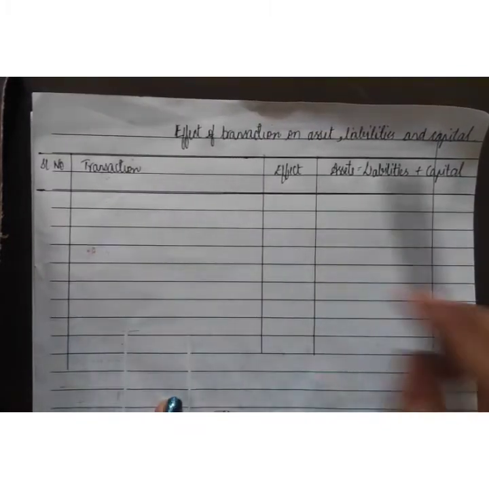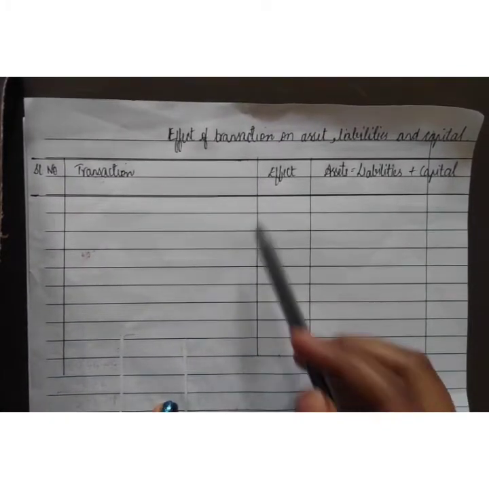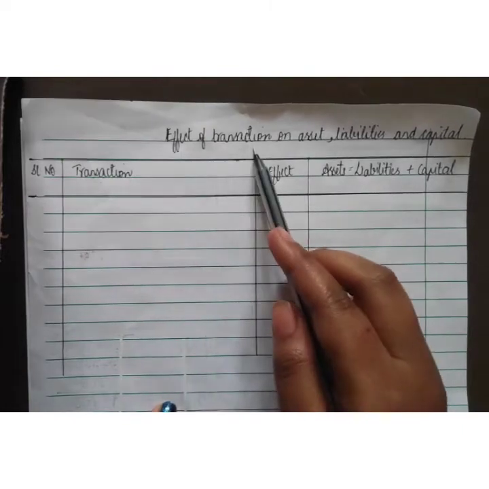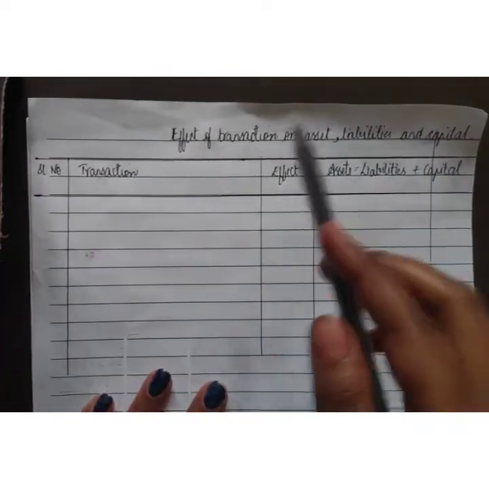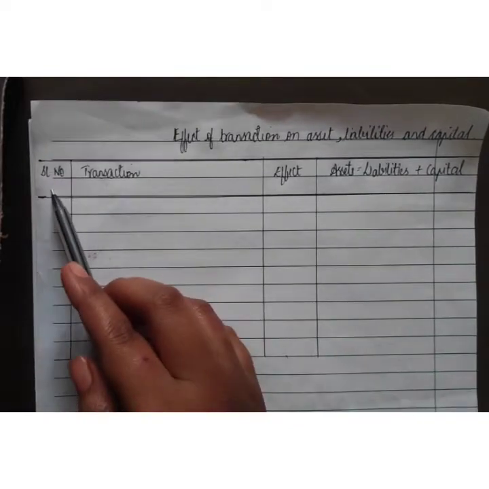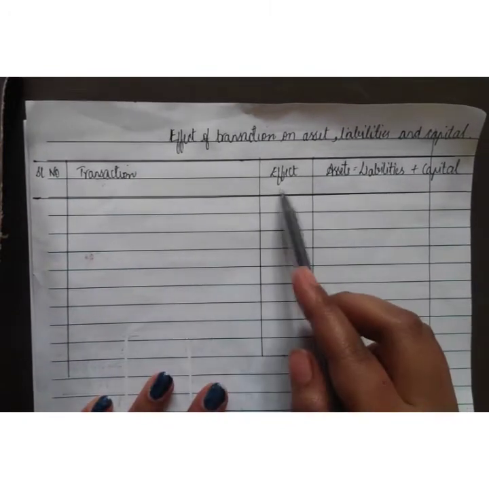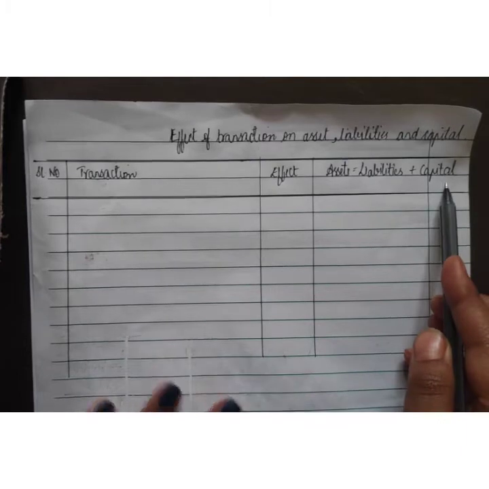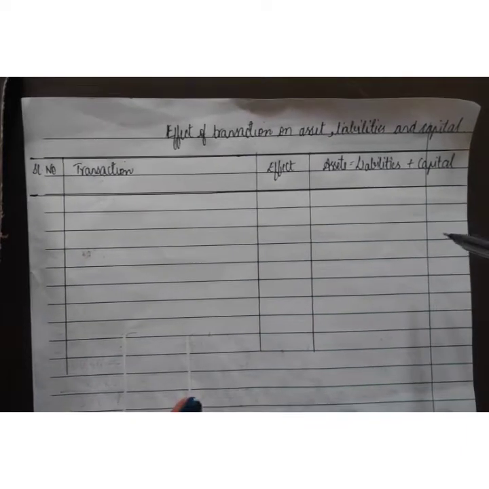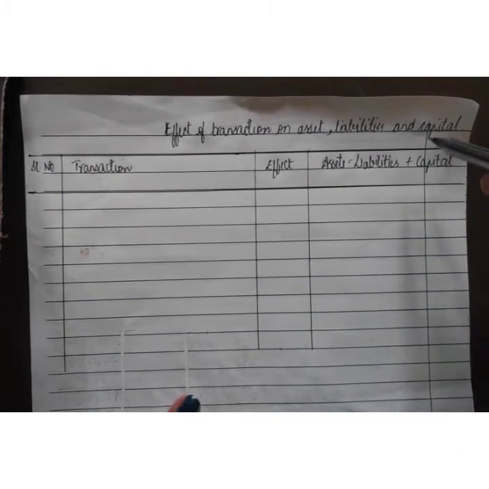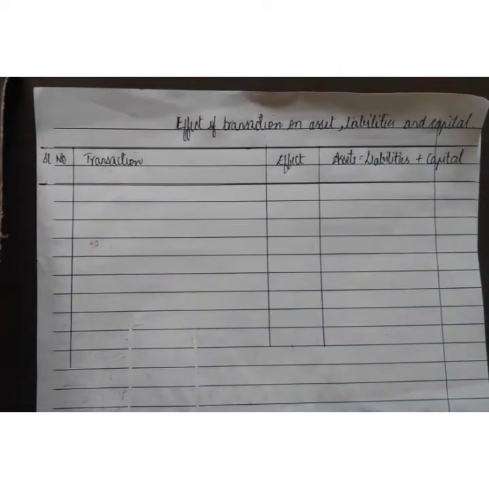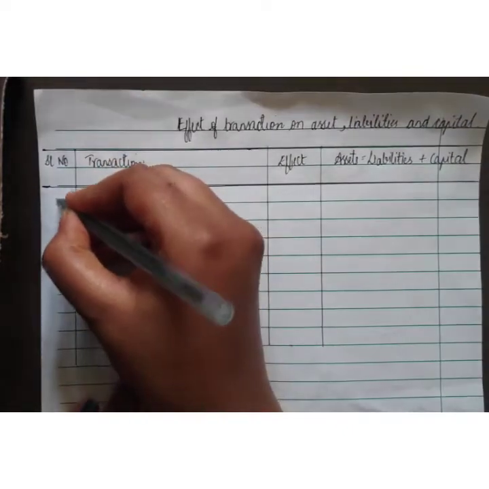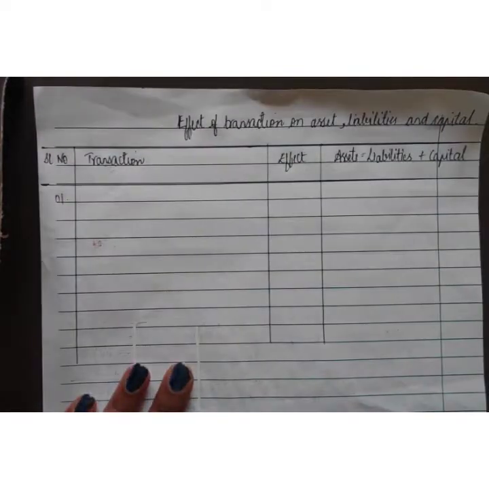So this is the format, this is the table how you put. The heading will be effect of transaction on asset, liabilities and capital. So this will be the heading, and the columns serial number, transaction, effect, assets equals liabilities plus capital. This is the margin, do not mistake and do not draw a line here. Okay. So this is complete column. So here let's start with the first transaction. Okay.